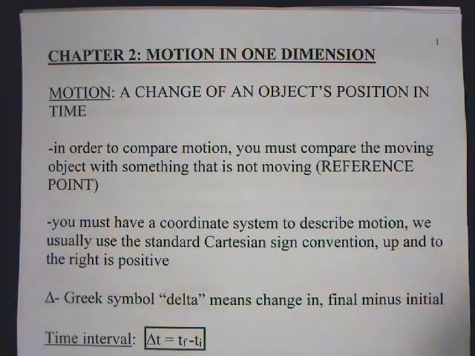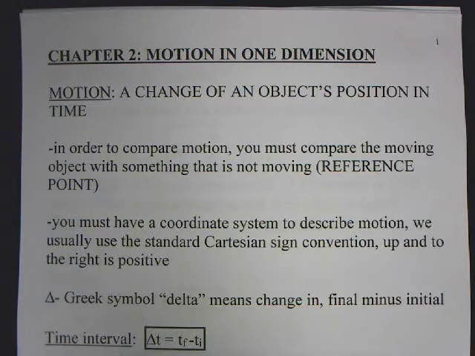Chapter 2, Motion in One Dimension. Motion is a change in an object's position in time. And in order to compare the motion, we always have to have a frame of reference. So our frame of reference is going to be where motion begins.